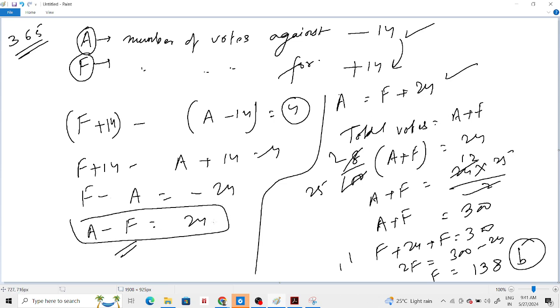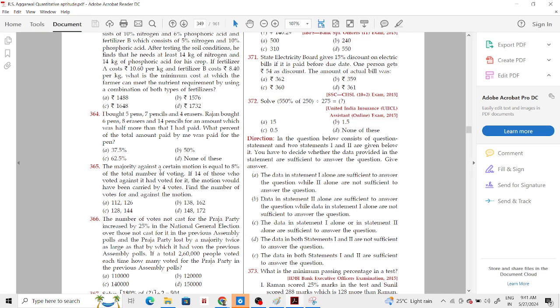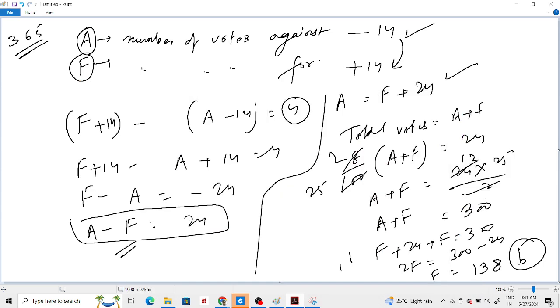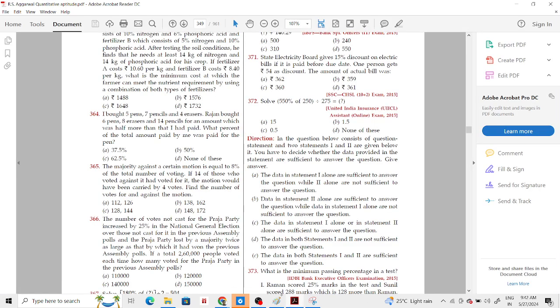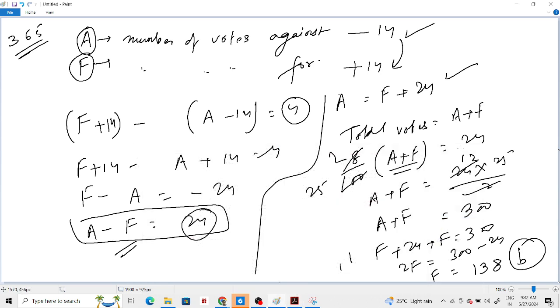Now this A minus F is equal to 24 means that this particular statement, the majority against a certain motion is 8%. So this 24 is the number by which the number of people who voted against is more than the number of for people. This is 8% of the total number of votes, which is given in statement 1. So 8 by 100 of A plus F is 24. So A plus F I am getting as 300.